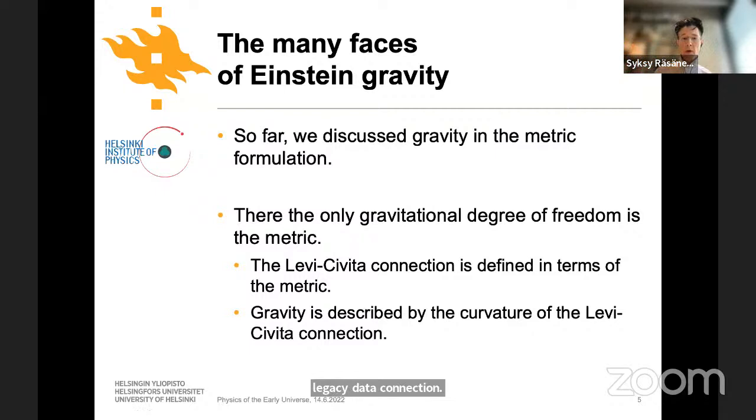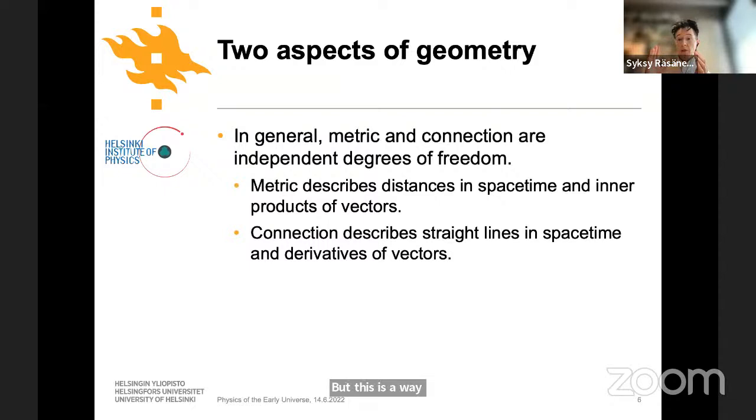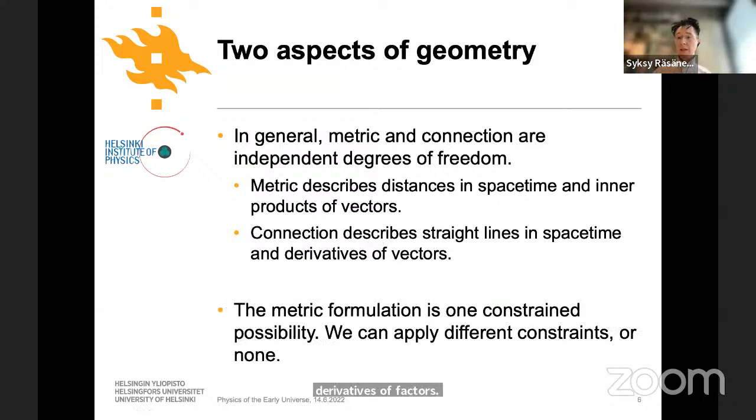But this is one possibility only, because in general, the metric and the connection describe completely different aspects of a general manifold. So a metric describes distances in space-time and also dot products of vectors. And the connection tells you what are straight lines in space-time and what are derivatives of vectors. And the metric formulation is a constrained possibility where you say that those lines that give you local extrema of distance are straight. But you don't have to make this choice.